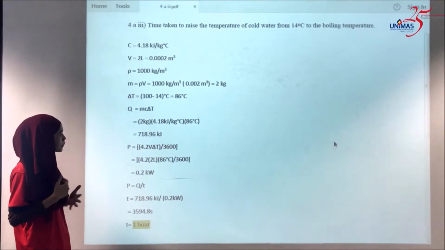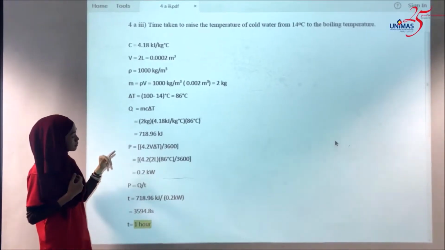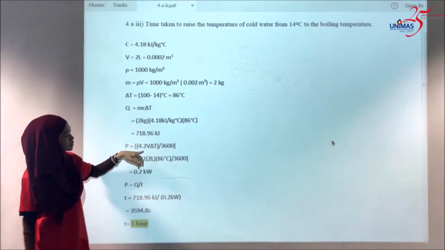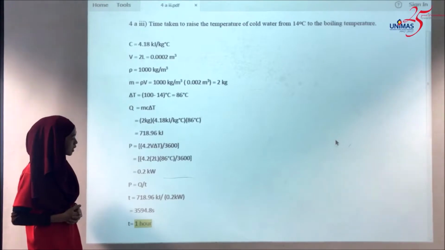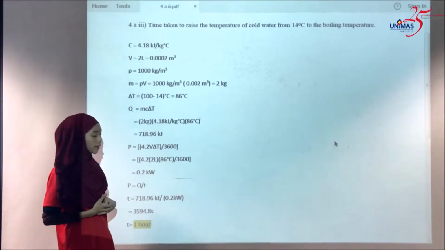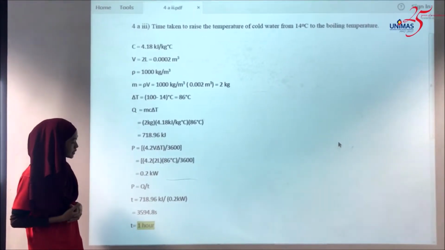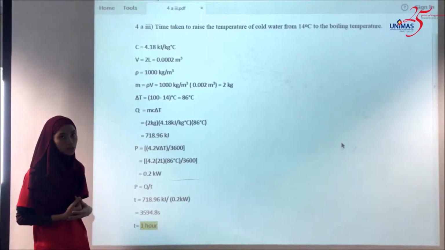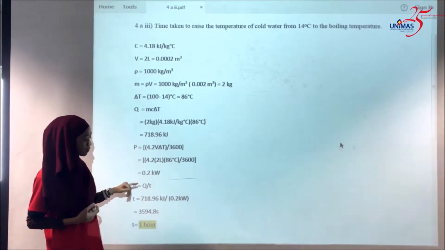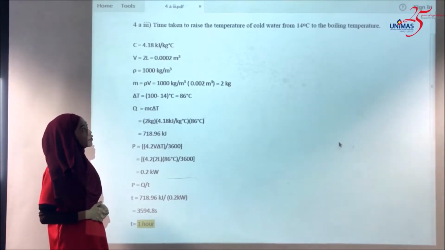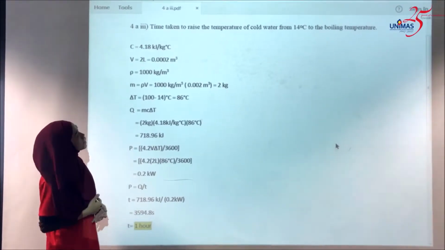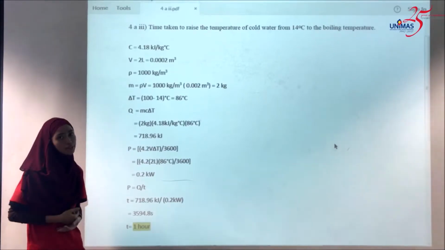For the power, we use the formula 4.2 times the volume times the temperature change over 3600, and we get 0.2 kilowatt. To find the time, we use P equals heat over time. So the time is 1 hour for the time taken to raise the temperature.